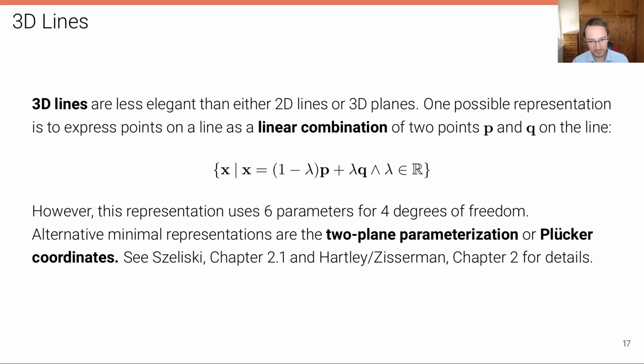There are alternative representations. There are multiple alternative representations. One minimal representation is the 2-plane parameterization, and another one are the Plücker coordinates. And there's more details on this in Szeliski and Hartley and Zisserman in chapter 2.